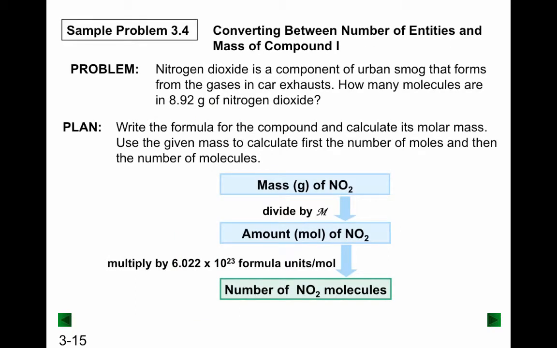In this sample problem, we are asked to determine how many molecules are in 8.92 grams of nitrogen dioxide. First thing we will need to determine in our plan to solve this problem is the chemical formula from the name of the substance. This is a very important skill we need to master early on in this course. Once we have the chemical formula, we can calculate its molar mass. We need to have the molar mass in order to convert grams to moles. Once we have moles of nitrogen dioxide, we can convert moles to molecules by multiplying by Avogadro's number. Okay, that is our plan in solving this problem.